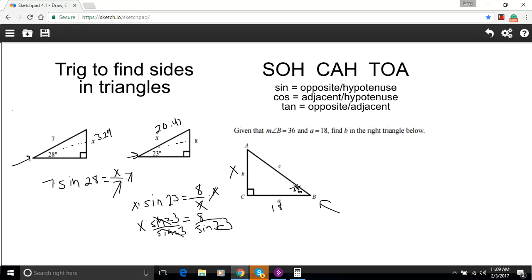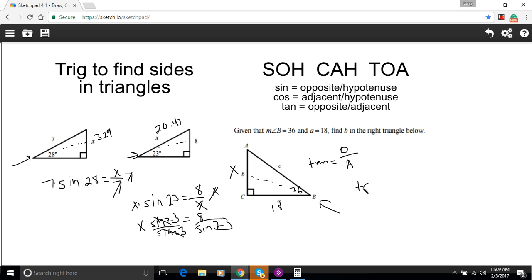Okay, so from the perspective of this angle, this side is adjacent. It's touching the angle, and it's not the hypotenuse. So that's the adjacent side. And this side is directly across from it, so that's the opposite. So we have opposite and adjacent. The tangent is our ratio that is opposite over adjacent. So we'd set up a problem like this.